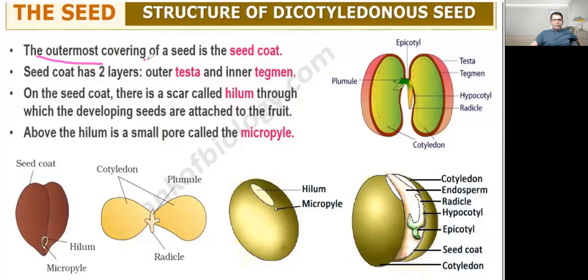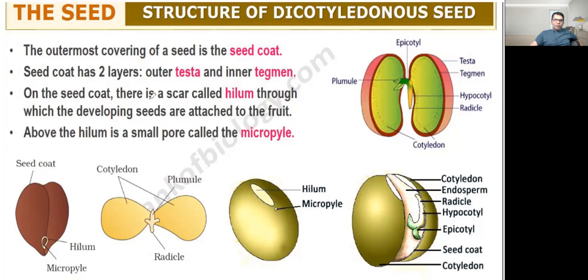The outermost covering of a seed is the seed coat. A seed coat has two layers: the outer testa and the inner tegmen. This is the testa and this is the tegmen.